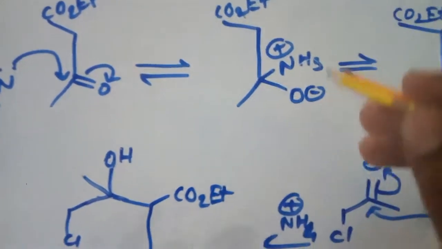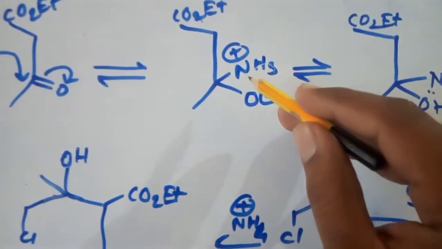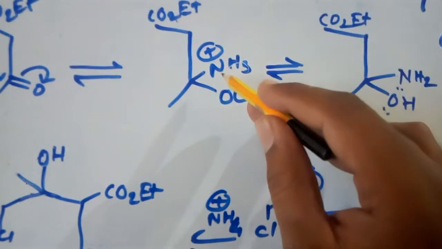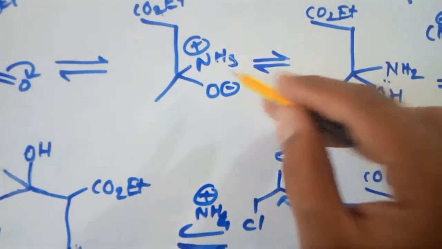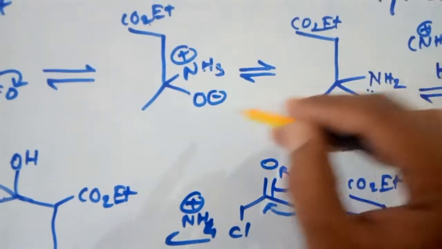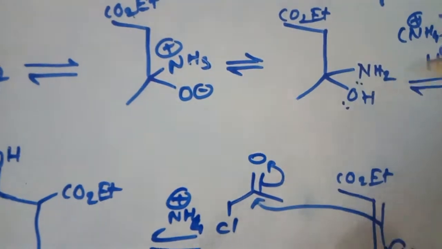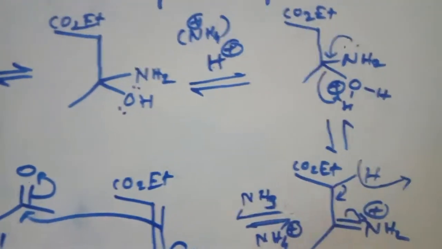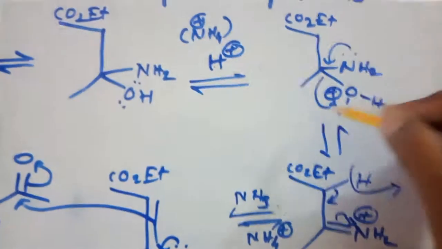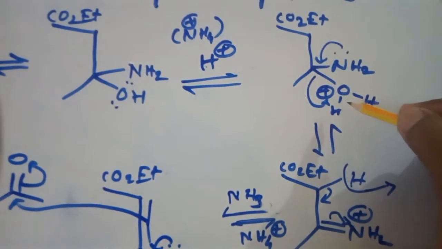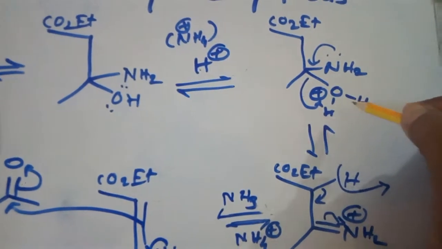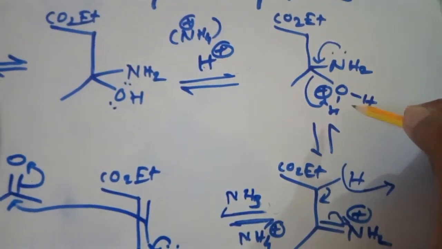having plus charge. Now this will be neutralized by loss of one hydrogen, retaining the electrons, so it is NH2, and that hydrogen will attach here, so OH. Next step, one hydrogen will attach on this oxygen because it has a lone pair of electrons, and it will form this oxygen having plus charge connected with 2 hydrogens.